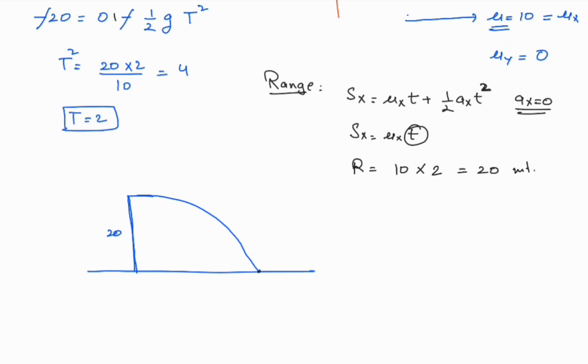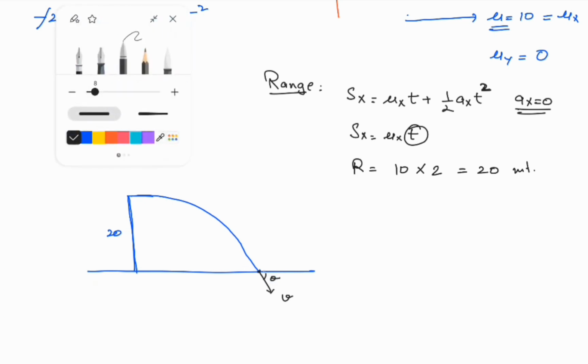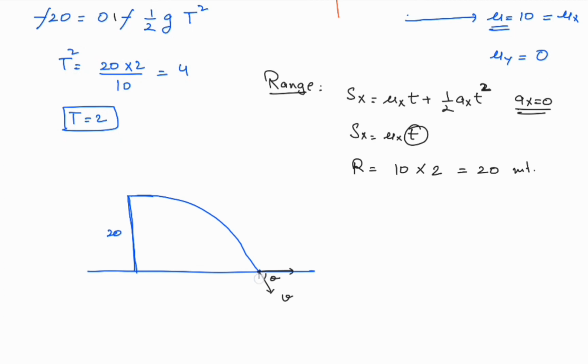Here, when the projectile is hitting the ground, let us consider the final velocity is v. Final velocity is v, and it is making theta from the x-axis. Okay, can you find this component and this component? This component is going to be v cos theta, and this is going to be v sin theta.